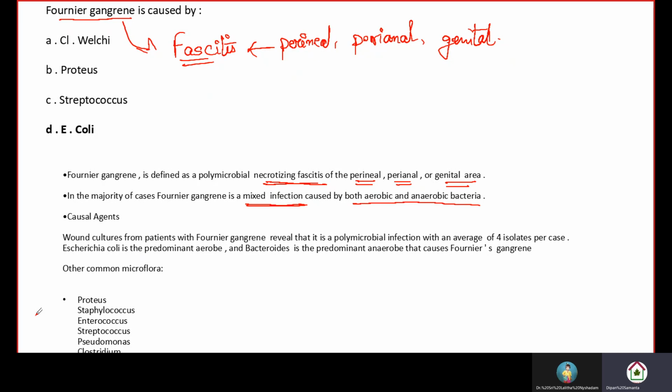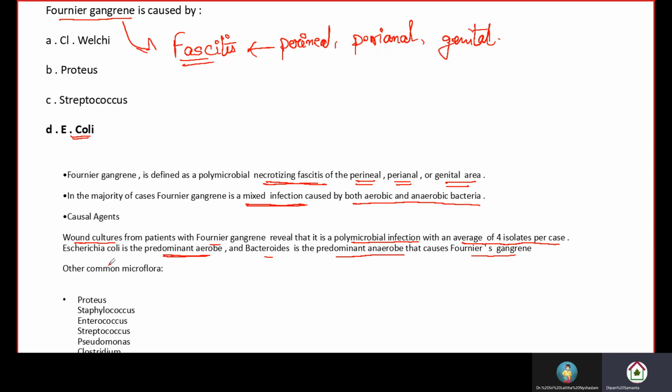These are some of the other organisms which cause Fournier's. So wound culture, causal agents. Wound culture from patients with Fournier's gangrene reveals that it's a polymicrobial infection with an average of 4 isolates per case. E. coli is the predominant aerobe. That's why we have chosen E. coli as the correct option. And Bacteroides is the predominant anaerobe that causes Fournier's gangrene.